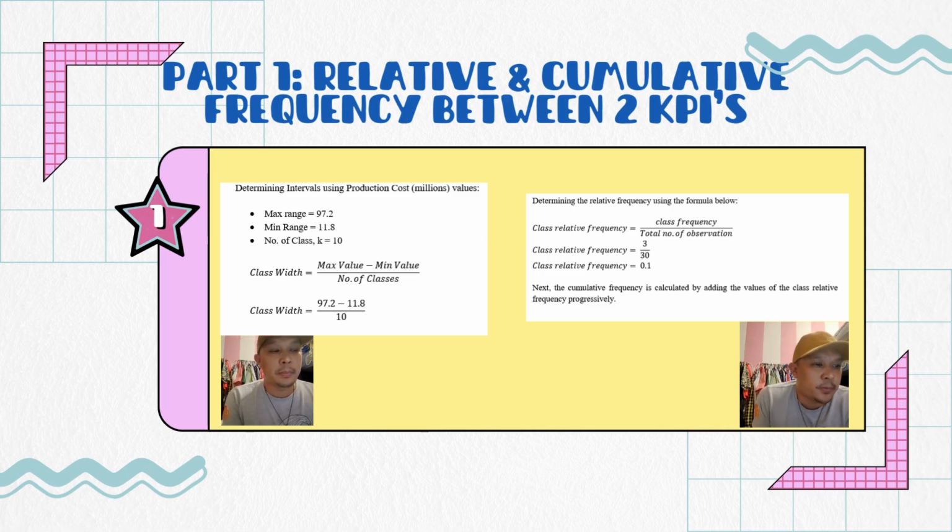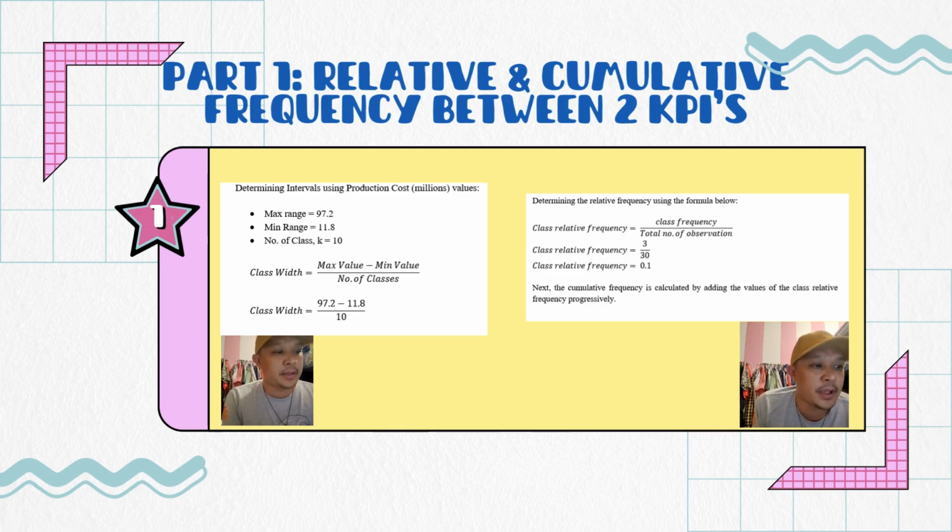So firstly, below is a summary of the dataset. The highest production cost recorded is 97.2 million, while the lowest is 11.8 million. And then the profit margin range from minimum 16.3 to max value is 31.2%.